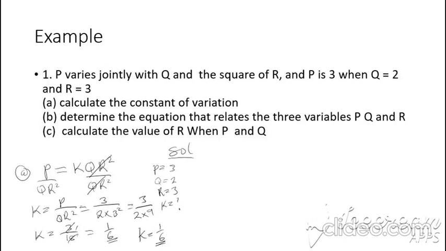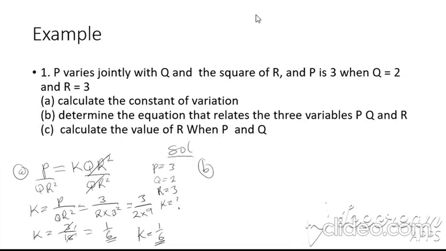So how can we determine the equation that is connecting or relating these three variables p, q, and r? Just by the question saying p varies jointly as q and the square of r. In fact, we already determined the equation. So this is the equation.